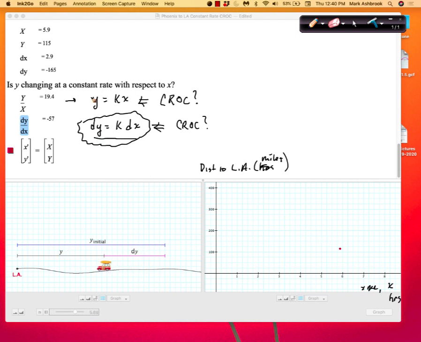So instead of y equals kx, so this is not right, right? This is not a valid test for constant rate of change. But what would be? What would be a valid test for constant rate of change? Okay. So that goes back to dy equals k dx. Yeah, exactly. Yeah, that's good.